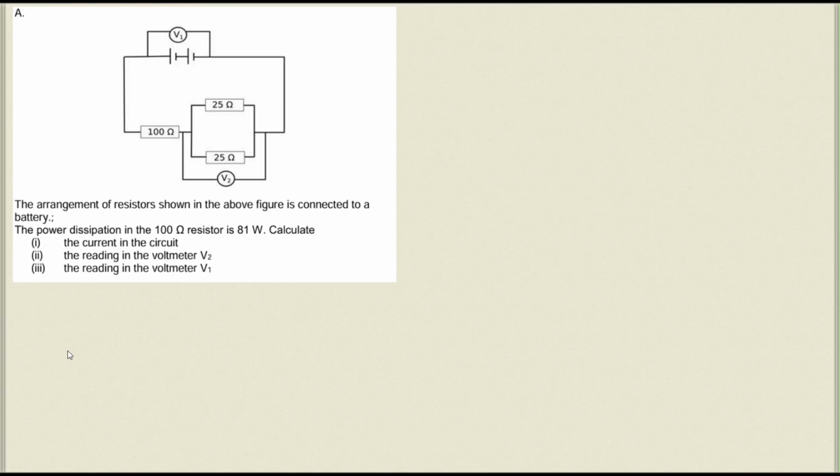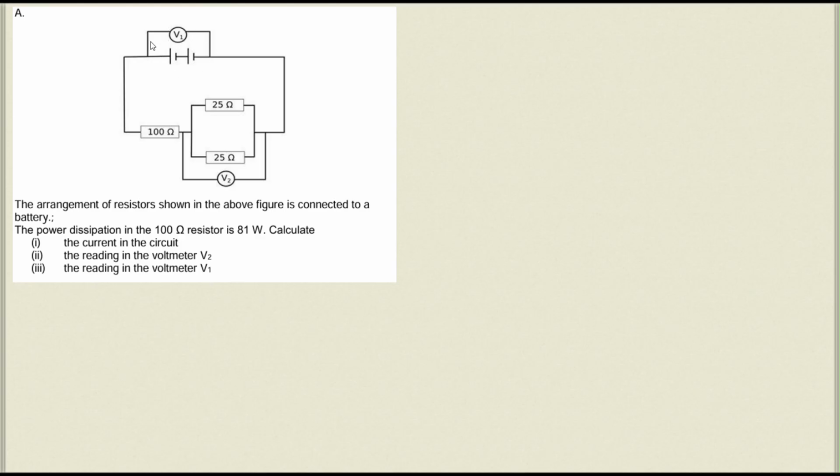In this question, a circuit diagram is given. The arrangement of resistors shown in the above figure is connected to a battery. The power dissipation in the 100 omega resistor is given as 81 watt. Calculate the current in the circuit, the reading in the voltmeter V2 and the reading in the voltmeter V1.